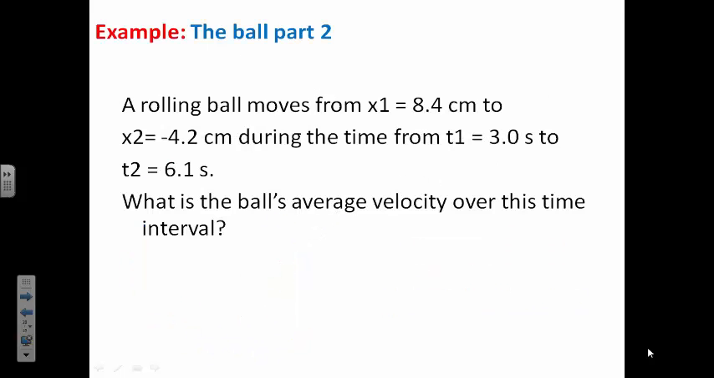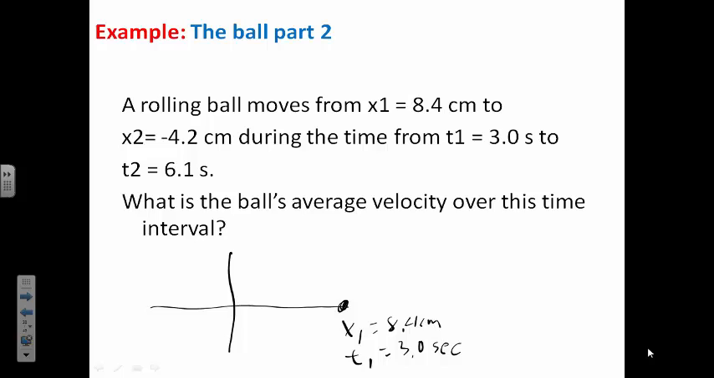So let's take a look at how we can calculate a velocity. We have some ball, and we say that it starts at x equals 8.4 centimeters. So x1 equals 8.4 centimeters, and t1 is 3 seconds. Our ball is moving to the left because it starts at 8.4 and it's going to end up at 4.2.